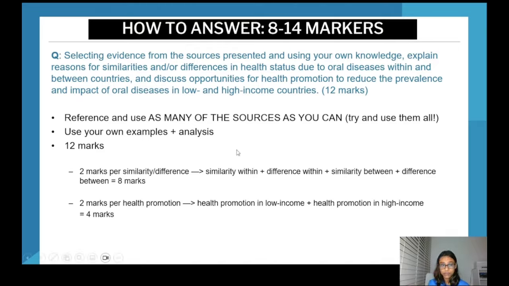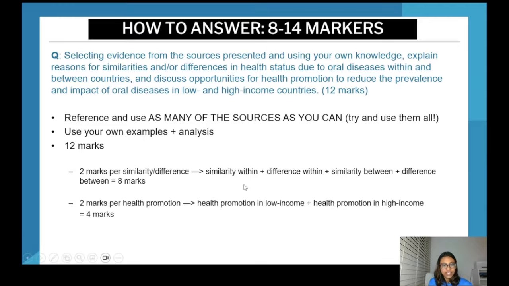So you've done it, and you've broken it down, you've answered the question, you've written it all out, you've gone back to the sources, you've used as many of the sources as you can, try and use them all, try and refer to all of them. You've used quotation marks, and you've used brackets to say source A, source B, or source 1, source 2. Remember that, that's super important.